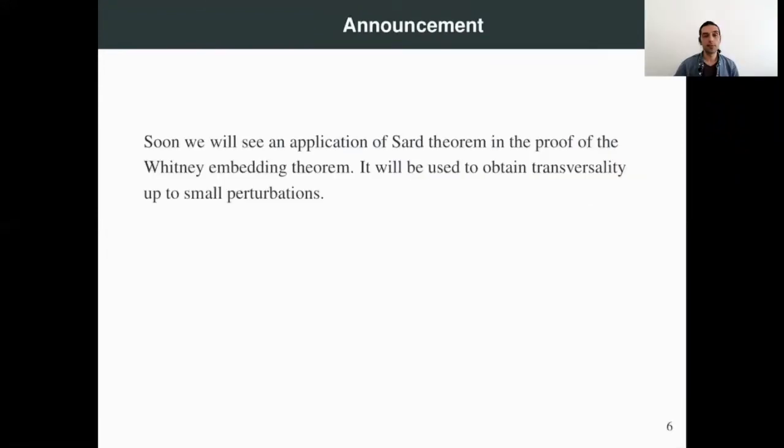So we will see an application of Sard theorem in the proof of Whitney embedding theorem. Indeed, it will be used to show that we can obtain transversality of certain projections up to small perturbations. The proof of the simple version of the Whitney embedding theorem that we are going to see has two parts. Let's point out first that locally the theorem has no interest, because it is clear that locally a manifold can be embedded into a Euclidean space just by using local charts.